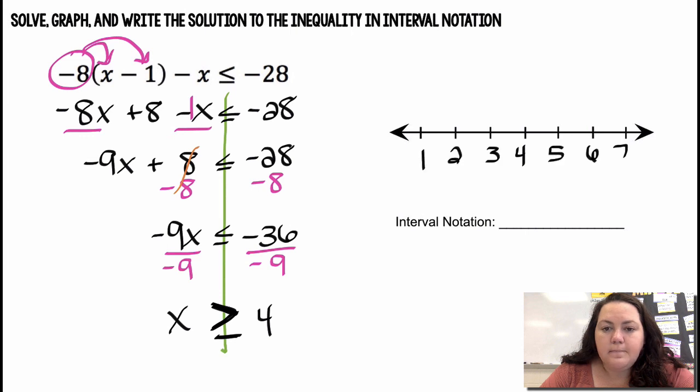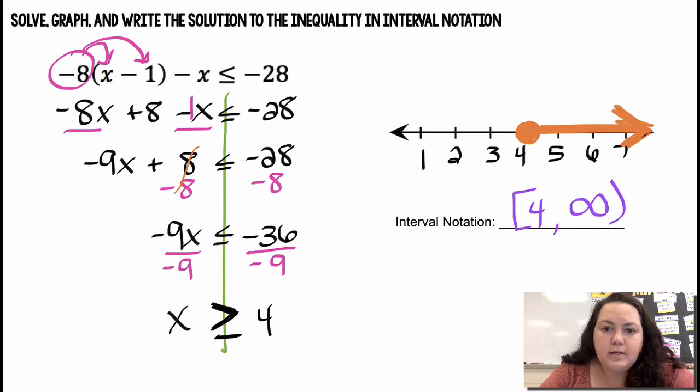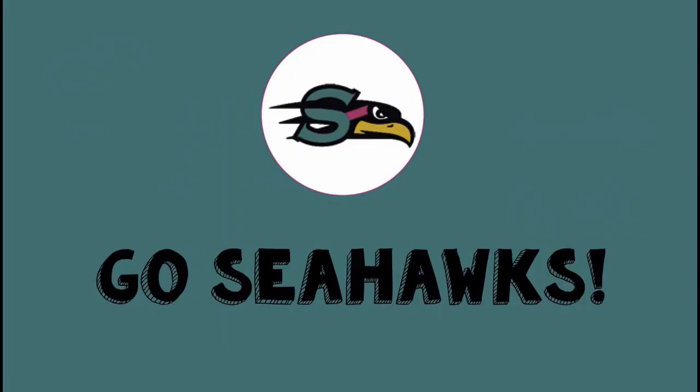On my number line, I'm going to put a filled-in circle because it has the equal to part at 4. And I'm going to shade all the numbers that are greater than 4. So I'm going to shade to the right. In interval notation, I'm including the 4, so it's going to get a bracket. And I'm going into positive infinity, and I'm going to put a parenthesis. All right, that's it.